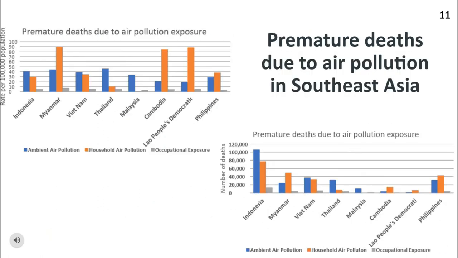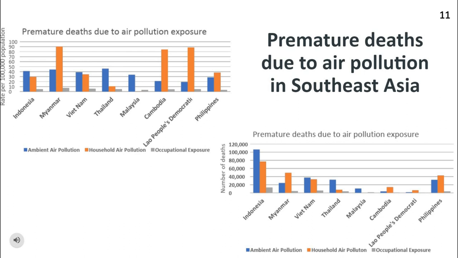Focusing on a few countries in Southeast Asia, we can look at the comparative health impacts of different types of air pollution exposure. Household air pollution causes the most deaths in Myanmar, Cambodia, Laos, and the Philippines. Occupational exposure has, in comparison, quite a small impact on total number of deaths, but still has a high health burden. It is also likely that there is an underestimate of the health burden of occupational exposure to air pollution.